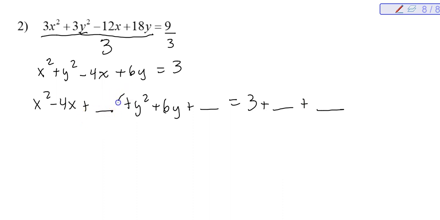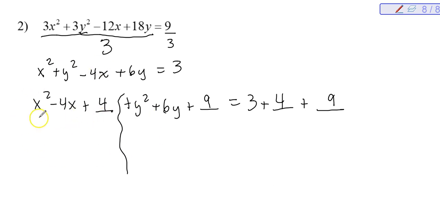So now what we're going to do is we're going to complete the square on the front. Cut your b term in half. Negative 2. Negative 2 squared is 4. So we're going to add 4 to both sides, keeping our equation balanced. Cutting our b term in half here. 6 cut in half is 3. 3 squared is 9. So we're going to add 9 to both sides.